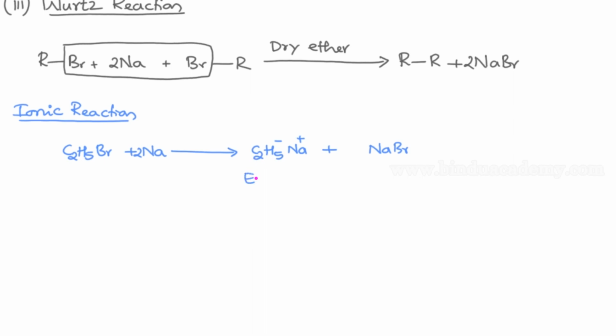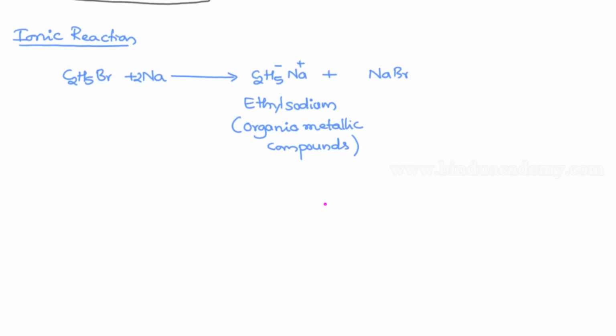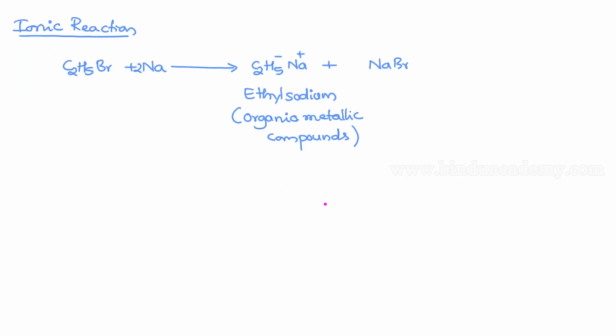This is called ethyl sodium. Ethyl sodium, and sometimes it is called as an organometallic compound. Organometallic compounds. Okay. Now this is the first way where we can get here organometallic compound.